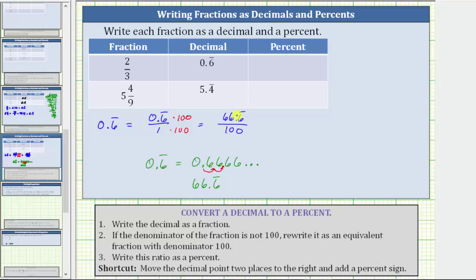And now that we have the fraction with the denominator of 100, the numerator indicates the percent. This is equal to 66.6 repeating percent. But also recognize that 0.6 repeating is equal to 2/3. We could also write this as 66 2/3%.